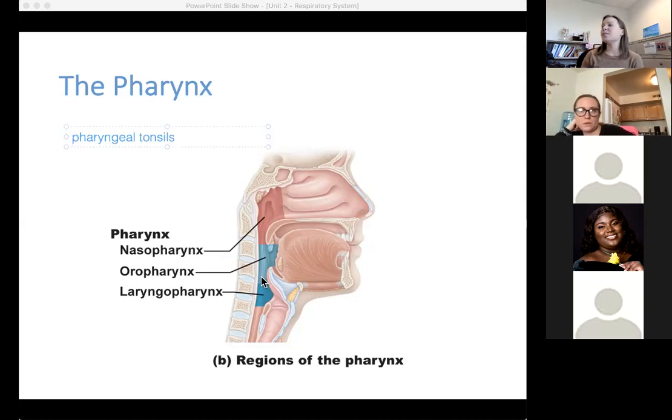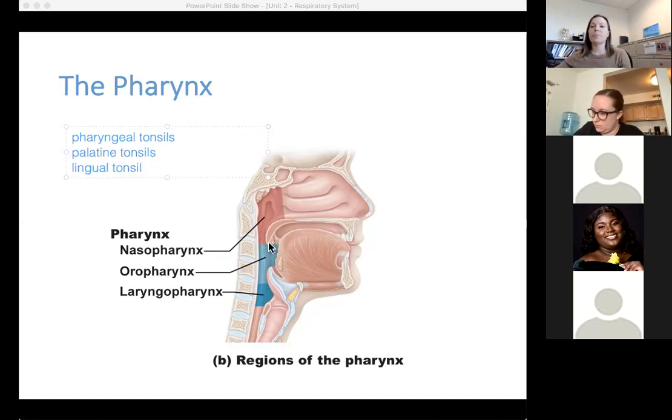The other two sets of tonsils are located here. You can see them on the picture. So here you have the palatine. I'll write those two, palatine tonsils and the lingual tonsil. Those are here. Here's the lingual, here's the palatine. They're in that area.